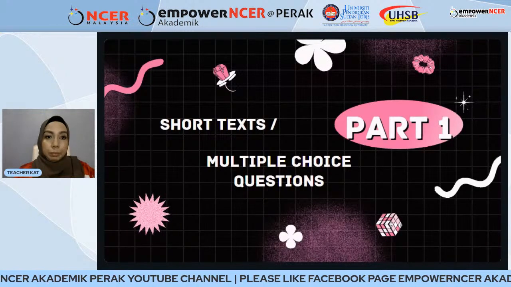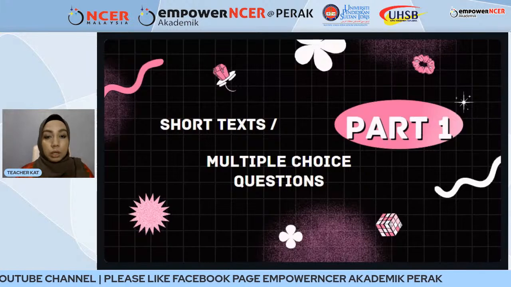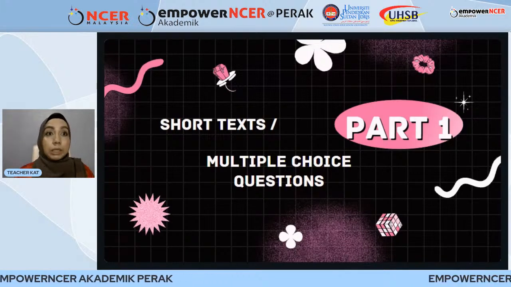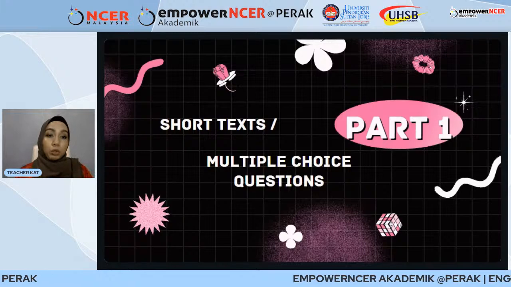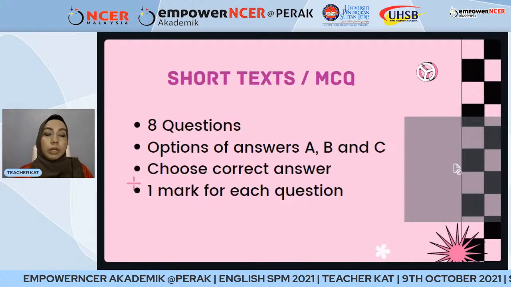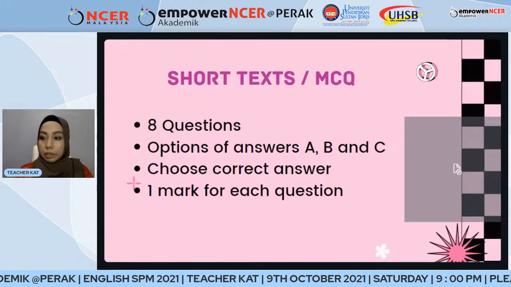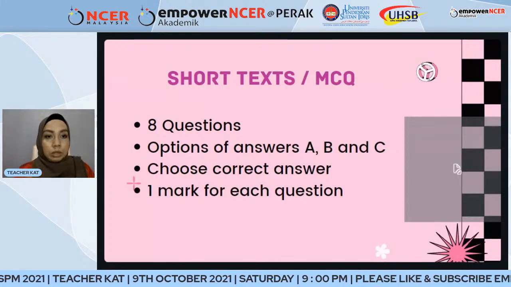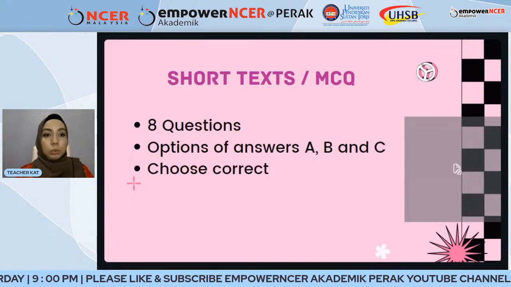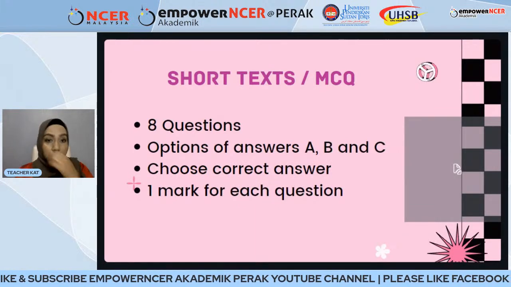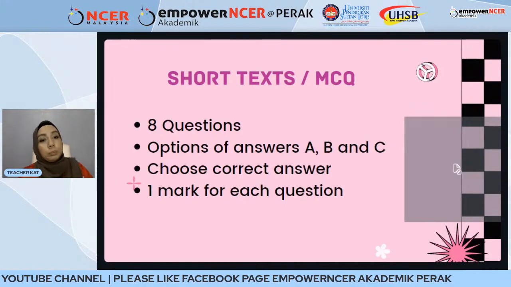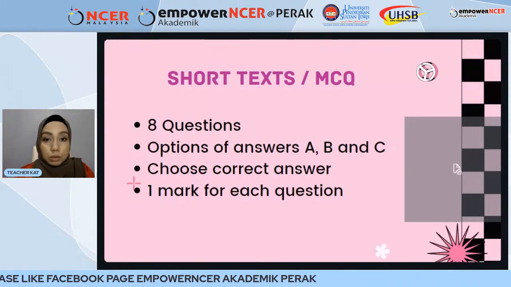Okay, now let's start with part one, short text and multiple choice questions. First of all, why is it called multiple choice questions? Because there are multiple choices of answer for you to choose. For short text or MCQ, there are 8 questions. You will be getting options of answer A, B, and C. So only 3 options are given for you. You need to choose the correct answer, and you will be getting 1 mark for each question you answer correctly.